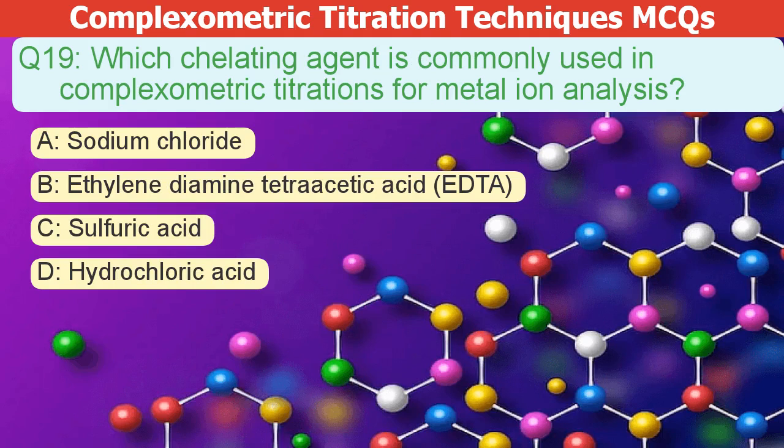Which chelating agent is commonly used in complexometric titrations for metal ion analysis? A. Sodium chloride. B. Ethylene diamine tetraacetic acid, EDTA. C. Sulfuric acid. D. Hydrochloric acid.